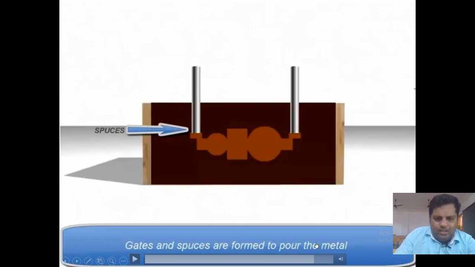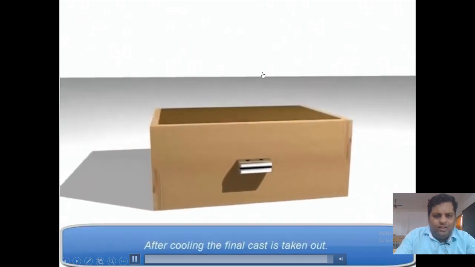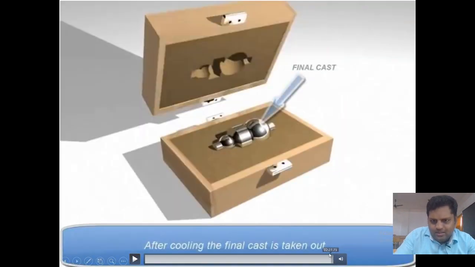After some period of time for cooling, we allow the molten liquid to solidify and cool. Then it solidifies over some time in the atmospheric air. After some time, the mold will be taken outside. You can see in the last second, it is the final casting. This is the casting. The material we take out is called casting.